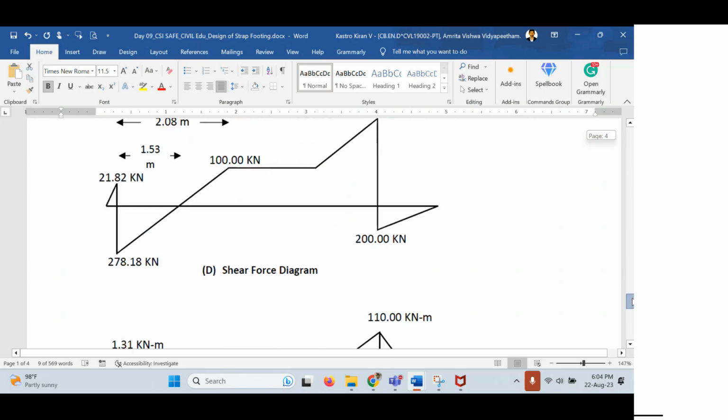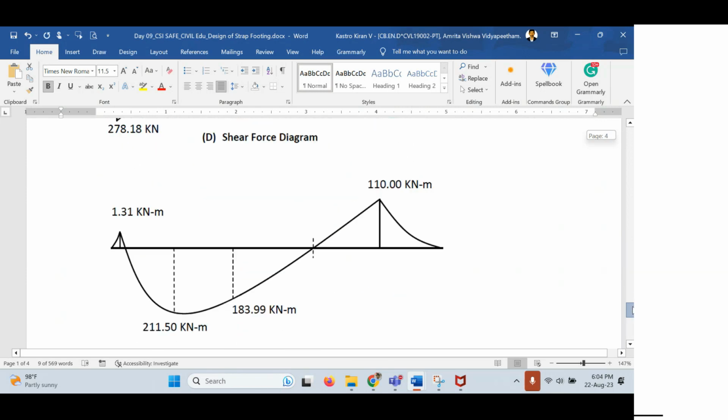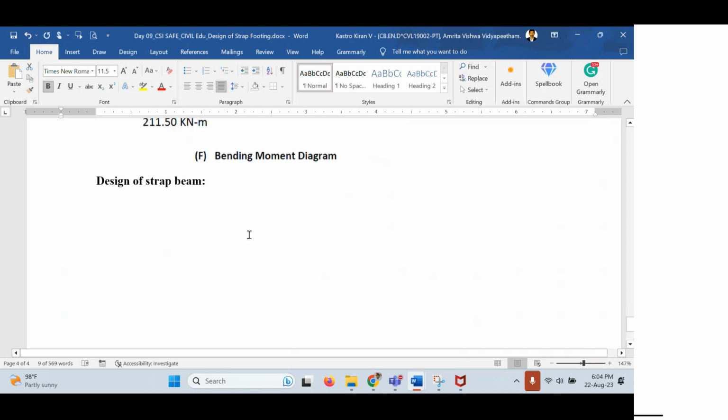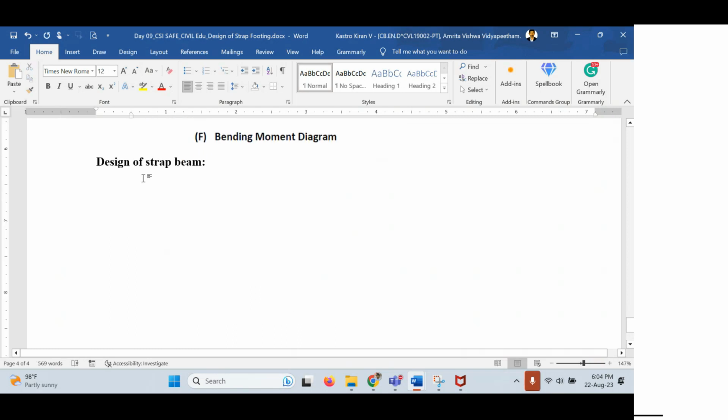So how are we going to decide the depth of the beam? We need to decide the depth of the beam based upon the maximum bending moment that we have. So what is the maximum bending moment among all these four values? It is 211.5. So based upon this 211.5 kilonewton meters, we have to decide the depth of the strap beam.